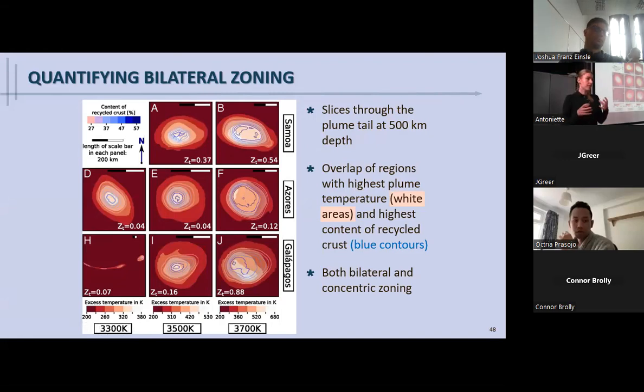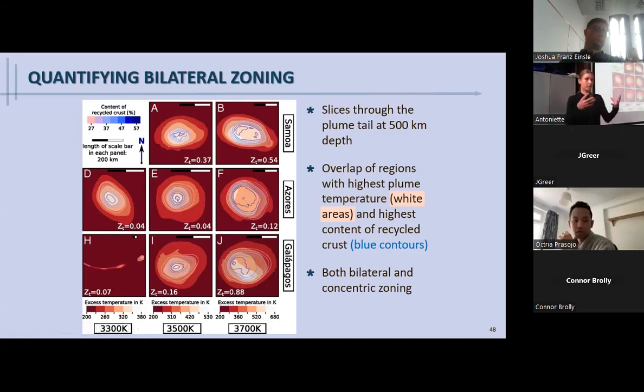And we can see that there are some plumes that are not very asymmetric. So if we look at this one, for example, the highest temperature and the highest amount of material are basically in the same location. So that would get a really low asymmetry number. In this case, it's 0.04. But there are also plumes that are more asymmetric, like the one in the bottom right here, where this is the part with the highest temperature, but over here is the part with the highest amount of entrained material. So that gets a bigger asymmetry number. In this case, it's 0.88. So these numbers are between 0 and 1.